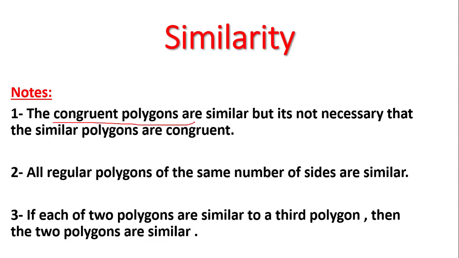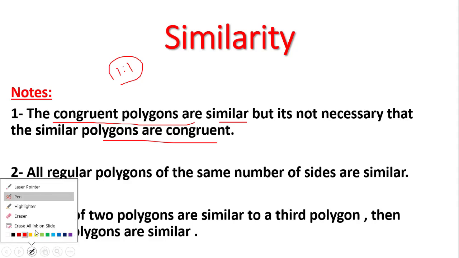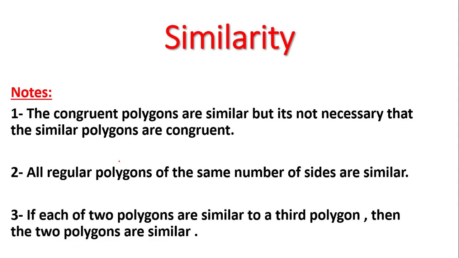We can note that congruent polygons are similar. Congruent polygons have corresponding angles equal in measure and corresponding sides equal in length, so the ratio will be 1 to 1. So they are similar with the ratio 1 to 1. But it's not necessary that similar polygons are congruent, because we have some similar polygons with a ratio of enlargement or minimizing that doesn't equal 1. So congruent polygons are similar, but similar polygons are not necessarily congruent.